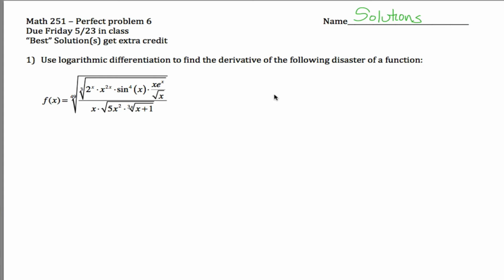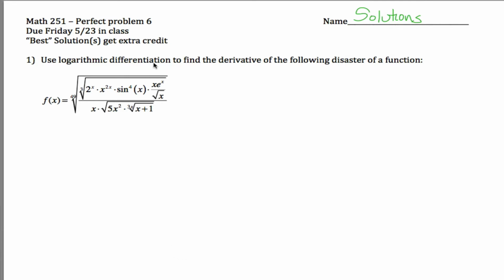Alright, here are our solutions for perfect problem 6 for Math 251. We're given this absurd mess of a function and asked to find its derivative. And you could do it, it just wouldn't be fun. It'd be chain rule and product rule and product rule and chain rule and quotient rule and product rule and product rule and just be a huge mess of rules nested inside each other. You could do it, but it would take forever.